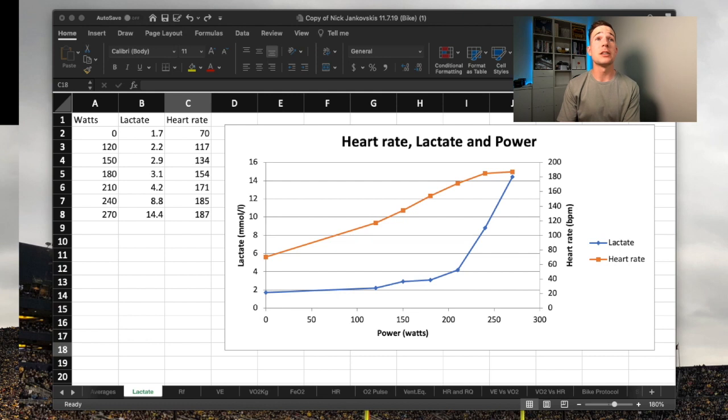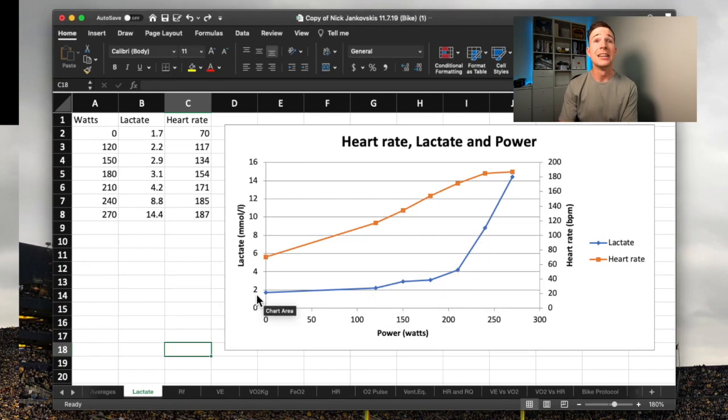But this representation here, this is not the actual data. I'm going to show you it in a moment, the actual data from my test. This here is what an ideal graph would look like. If I was putting this in a textbook, this is what I would want to use to explain exactly where lactate threshold is. And hopefully you can identify it with me along here as well.